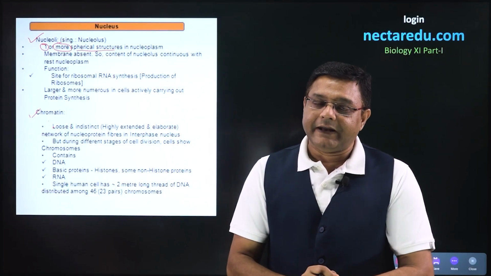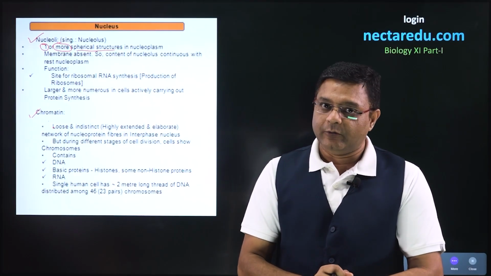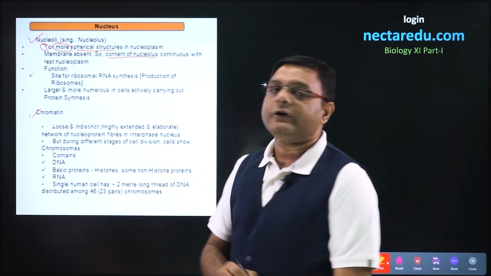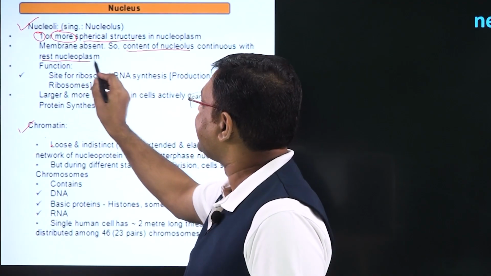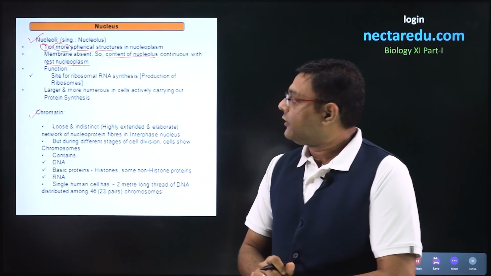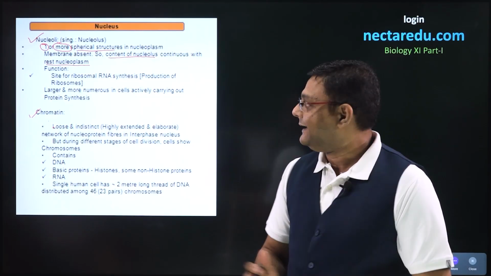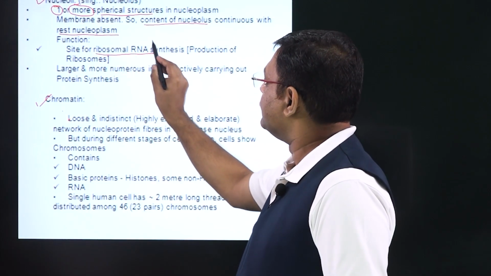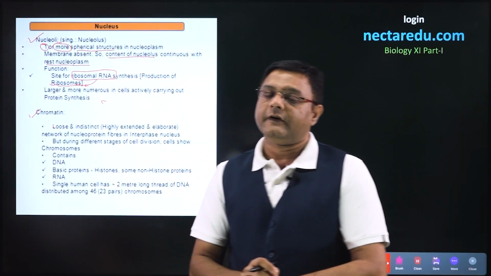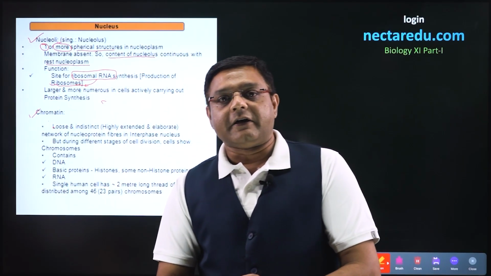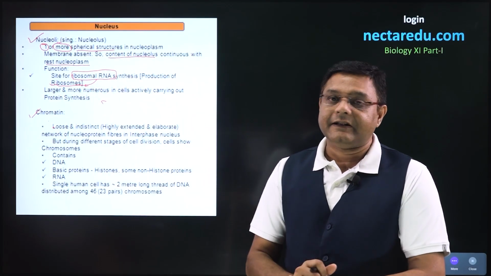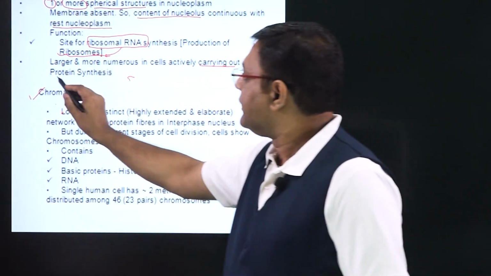If we talk about the membrane, then no membrane is present around nucleolus. If there is no membrane present, then the content of the nucleolus will be continuous with the rest of the nucleoplasm. So no partition is there between it. Talking about the function of nucleolus, nucleolus is the site for the synthesis of ribosomal RNA, and ribosomal RNA will result in the formation of ribosomes. Since ribosomes are formed in nucleolus, nucleoli will be more and larger in the cells which are carrying out protein synthesis.